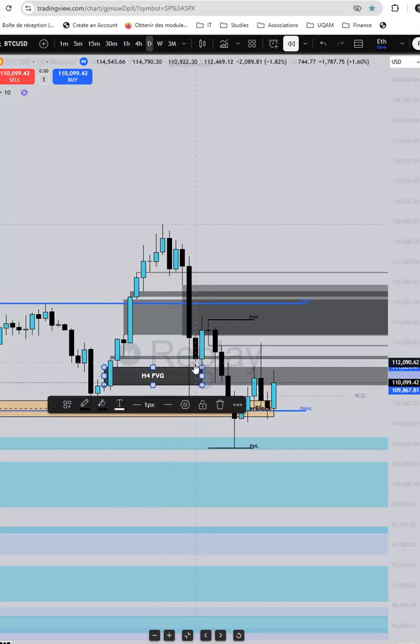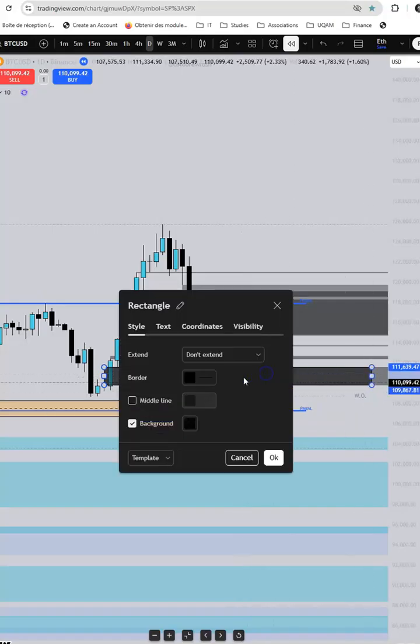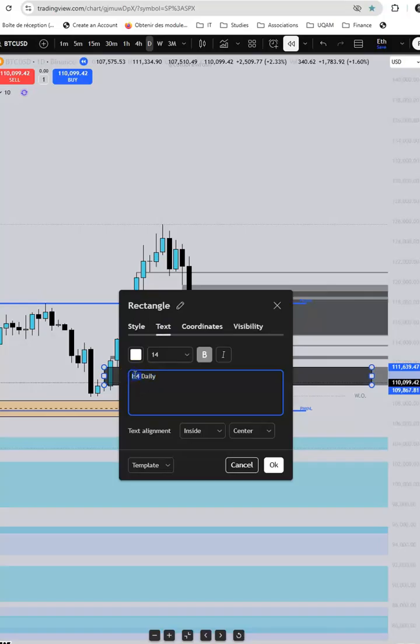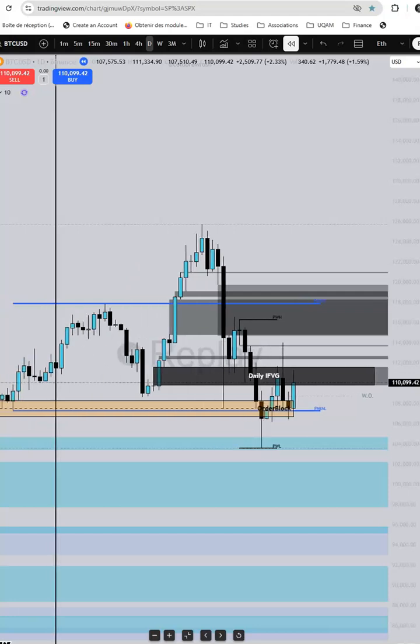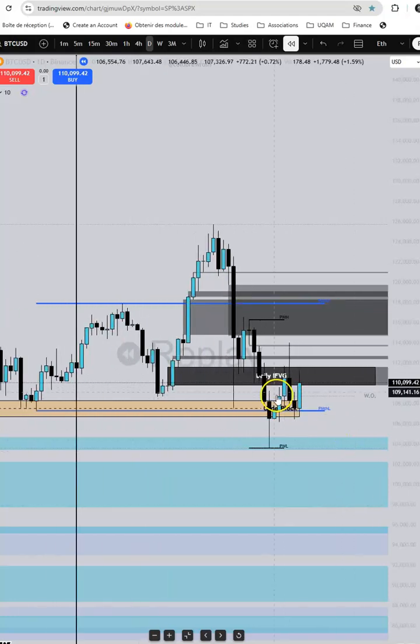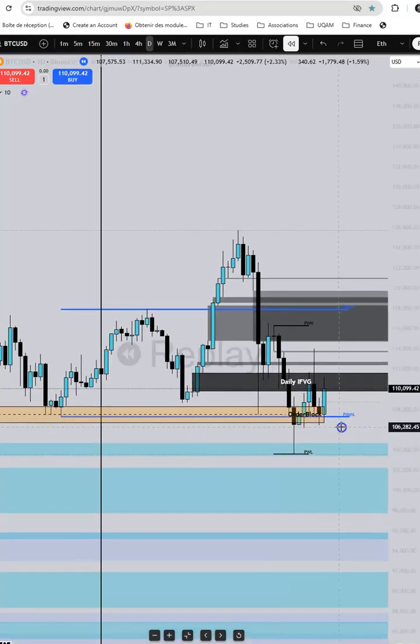And price rejected from this level. Then this is the inversion. It's daily, sorry, it's not H4. Daily EFVG inversion. So rejected on this level the first time, we rejected, then we inverted. Now we came back, we inverted, but we couldn't get lower.